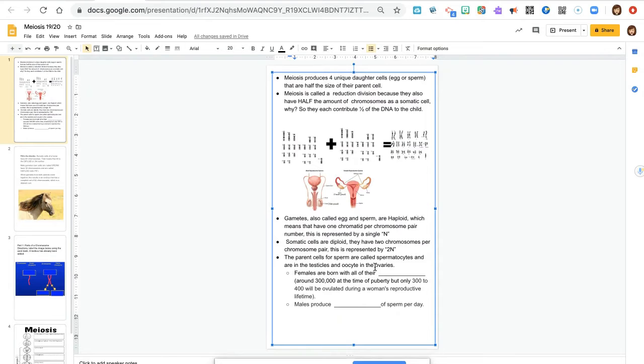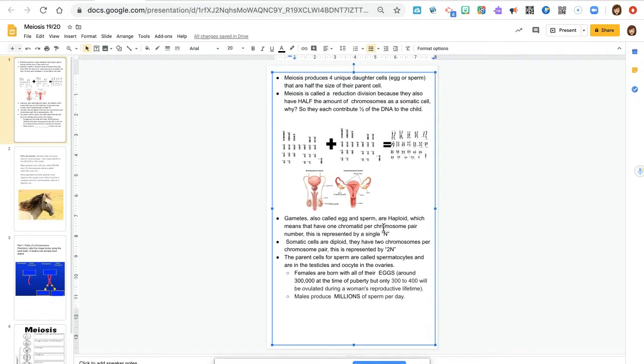Females are born with all of their eggs. That's around 300,000 egg cells. That does not mean a female is going to have 300,000 periods. Only 300 to 400 of those eggs will mature into a potential child. So meiosis for a female is done before they're born, when they're in their mother's womb. But males produce millions of sperm per day.